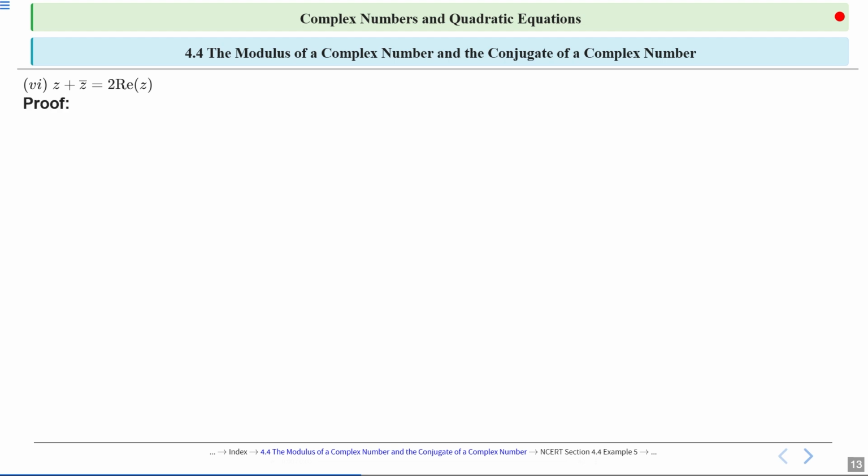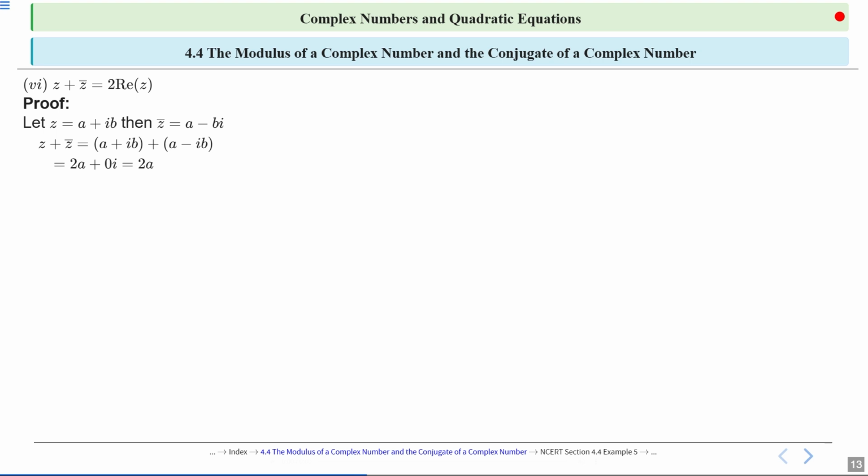So let's start by proving the first property: z plus its conjugate equals 2 times the real part of z. Suppose we let z equals a plus iota b, then the conjugate of z equals a minus iota b. Now let's add z and its conjugate z bar together. So we obtain a plus iota b plus a minus iota b. Notice here how the imaginary parts will cancel each other out.